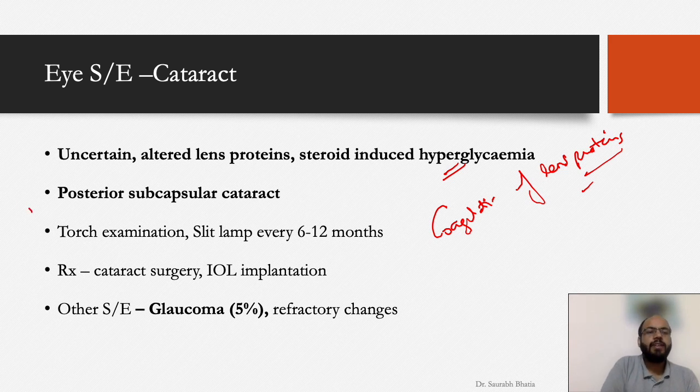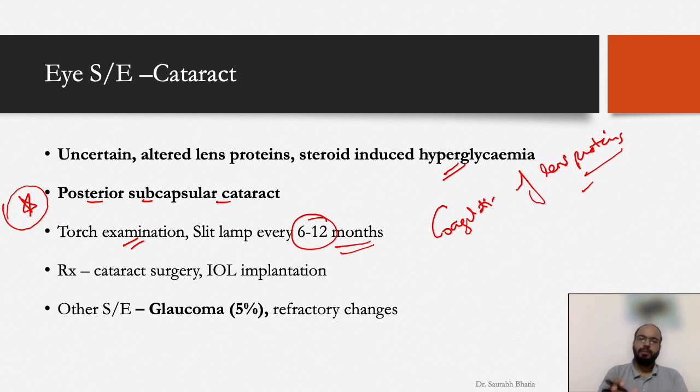Now, what kind of cataract occurs? And this is an important question for your, in fact, for a PG entrance or Viva. Posterior subcapsular cataract is implicated. For that, if your patient is receiving steroids, do a simple torch examination and see the clouding of lenses. It's very easily visible. Okay, and slit lamp every 6 to 12 months is recommended.